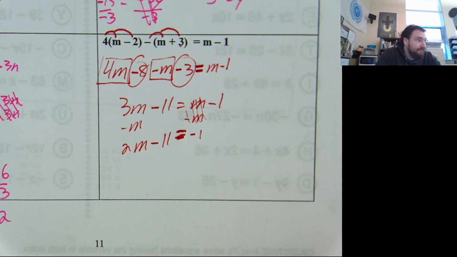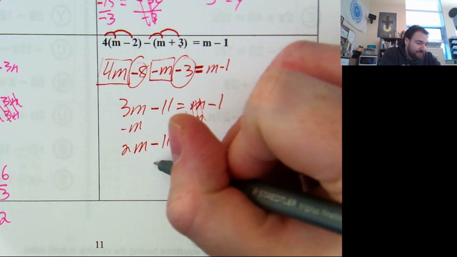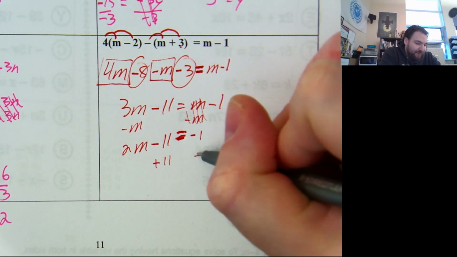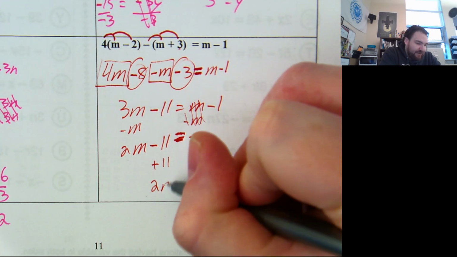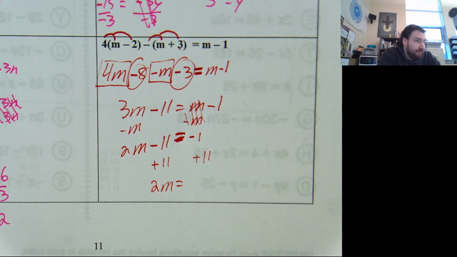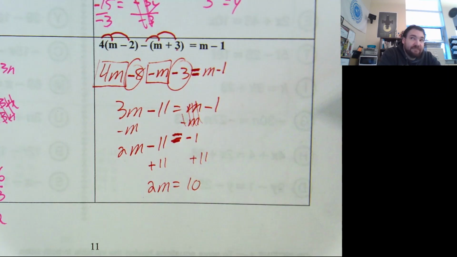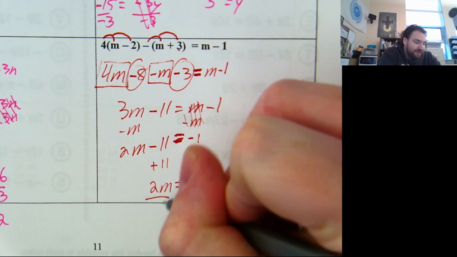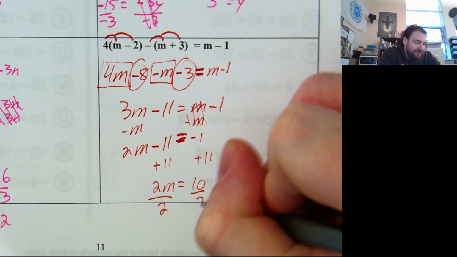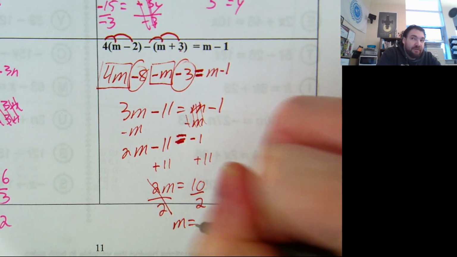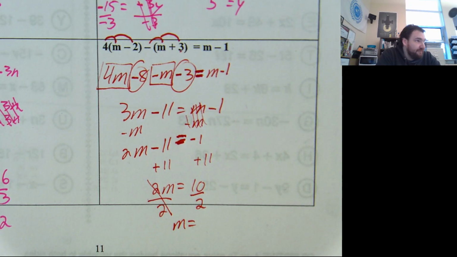My next step. We're going to add 11, you betcha. It's going to become 2m equals -1 plus 11, which is 10. And now to get m by itself, we're going to divide by 2, and m is going to equal 10 over 2, which is 5.